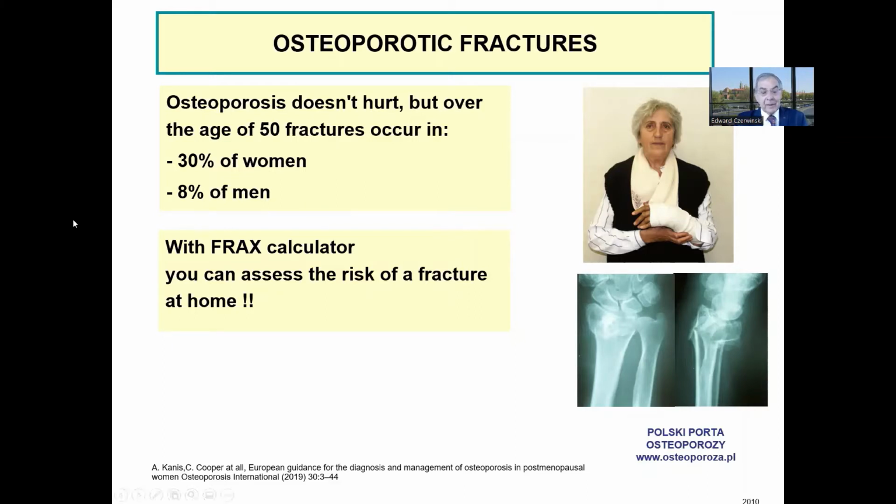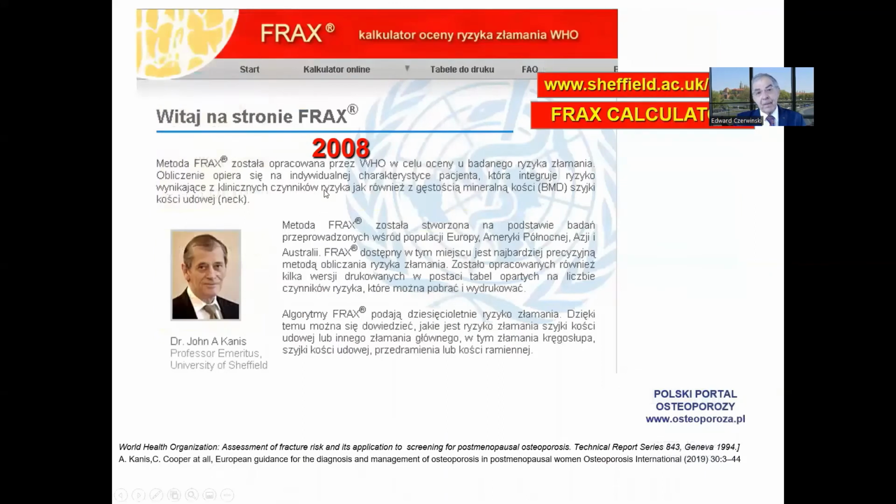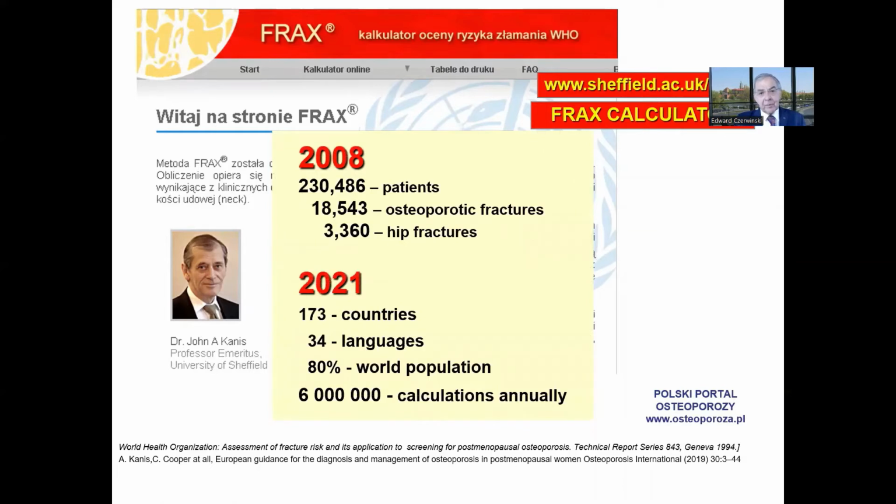Nowadays, we have a tool to find who is at risk just at home using the FRAX calculator. FRAX was published in 2008 by John Kanis under the auspices of WHO, and it is based on the 10 years observation of 230,000 patients with 18,000 fractures. Since then, this tool is widely used around the world in 173 countries, 34 languages, covers 80% of the population, and yearly we have 6 million calculations.